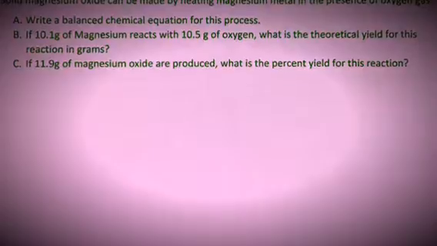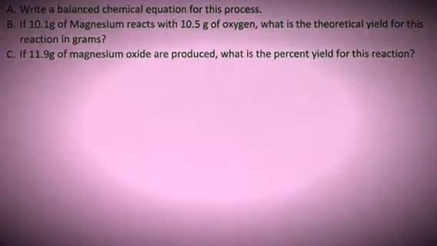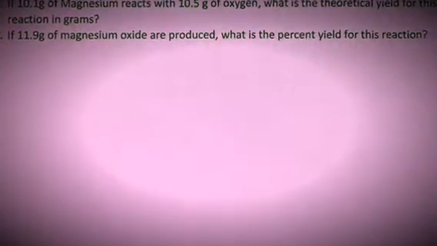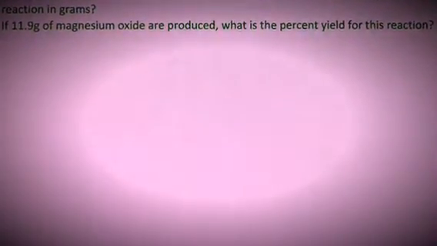A. Write a balanced chemical equation for this process. B. If 10.1 grams of magnesium reacts with 10.5 grams of oxygen, what is the theoretical yield for this reaction in grams? And C. If 11.9 grams of magnesium oxide are produced, what is the percent yield for this reaction?